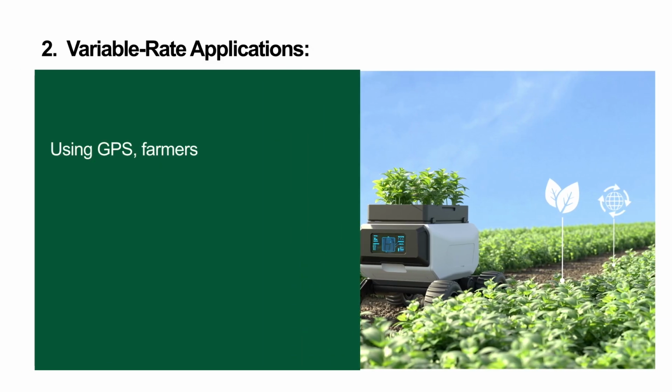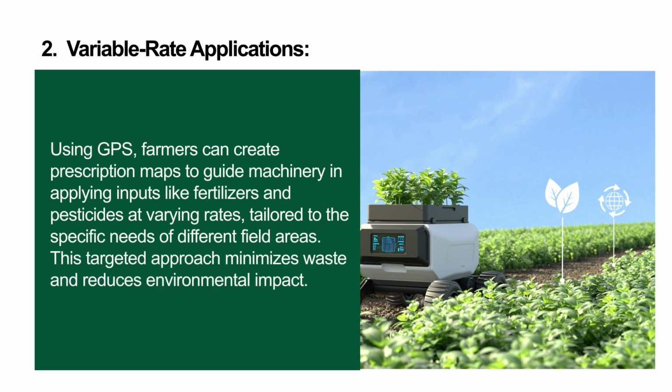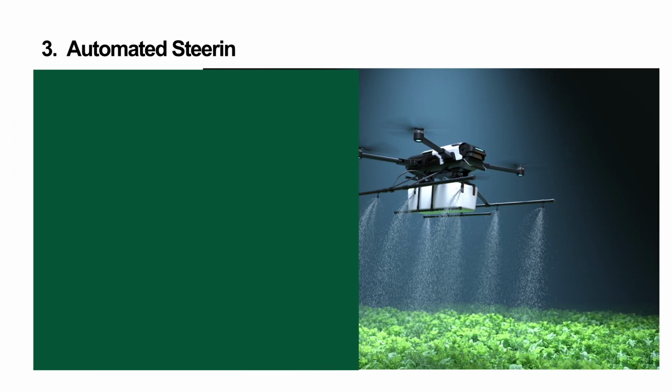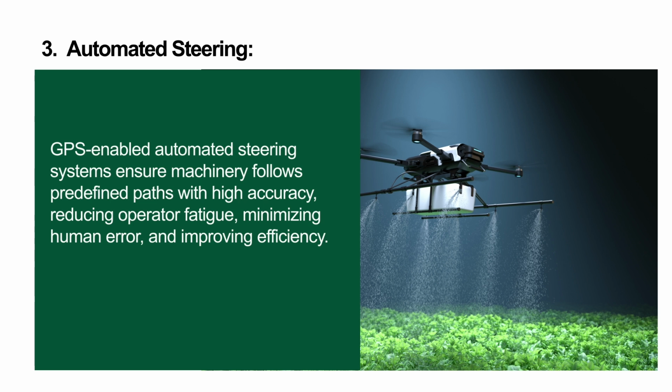2. Variable rate applications. Using GPS, farmers can create prescription maps to guide machinery in applying inputs like fertilizers and pesticides at varying rates, tailored to the specific needs of different field areas. This targeted approach minimizes waste and reduces environmental impact. 3. Automated steering. GPS-enabled automated steering systems ensure machinery follows predefined paths with high accuracy, reducing operator fatigue, minimizing human error, and improving efficiency.